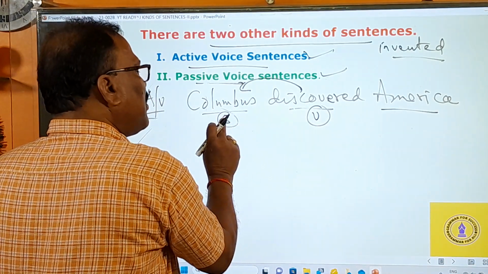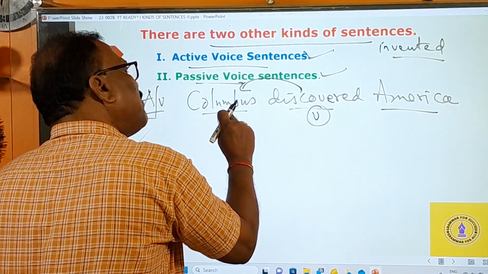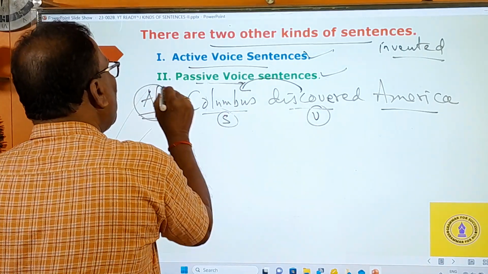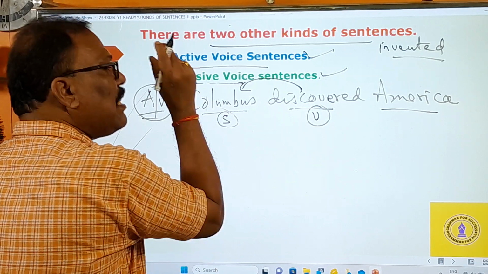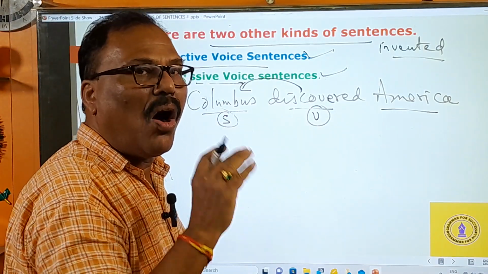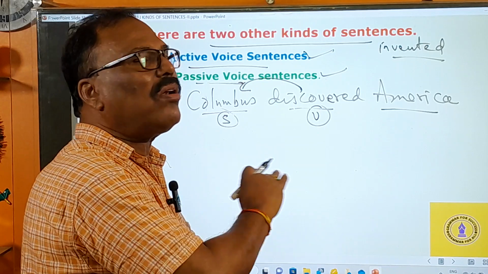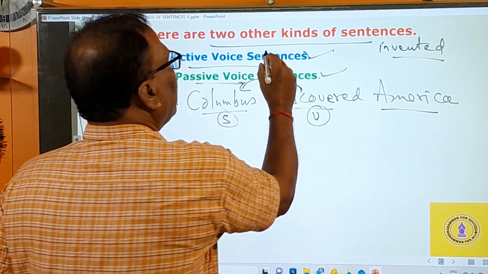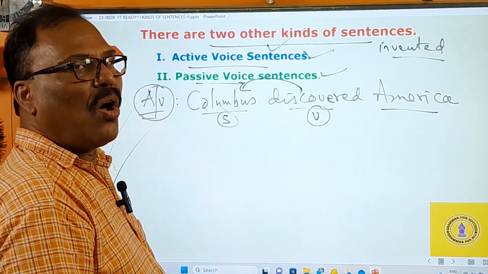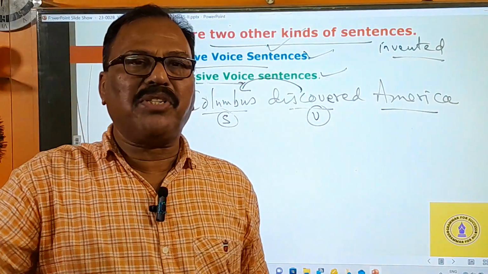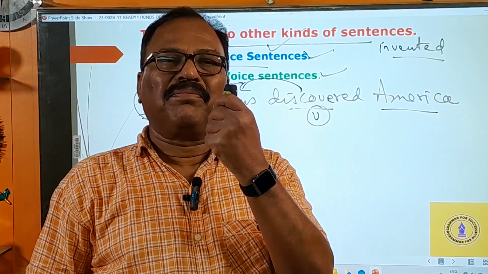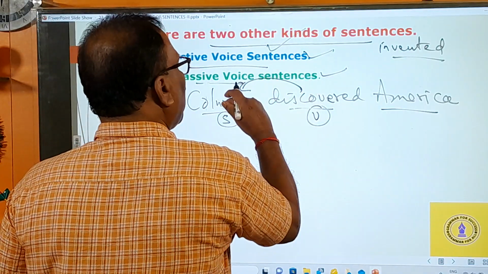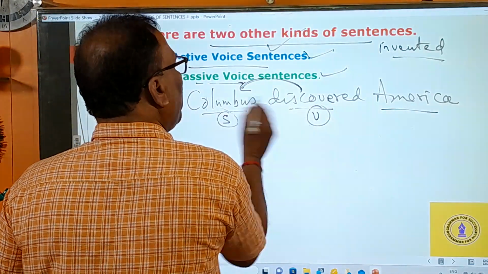When the subject is placed in front of the verb, then that sentence is said to be in the active voice. In that way, all assertive sentences, all normal sentences, or simple sentences are said to be in the active voice. In all these sentences, what happens? The subject is before the verb. Before the verb only the subjects are placed.